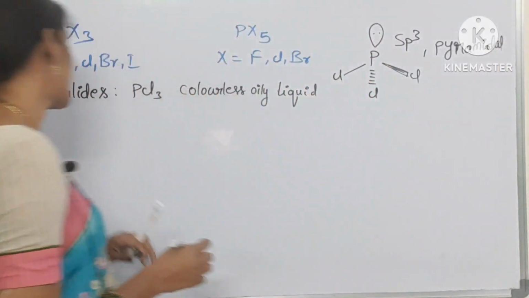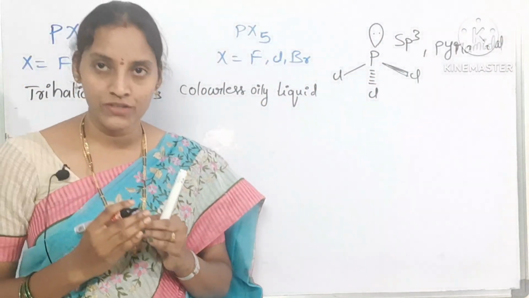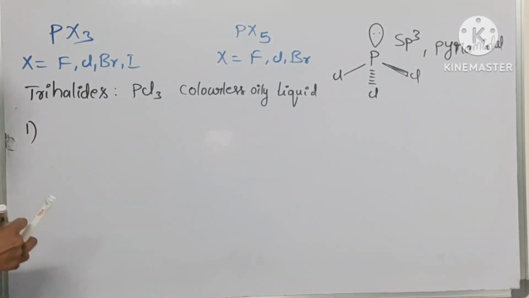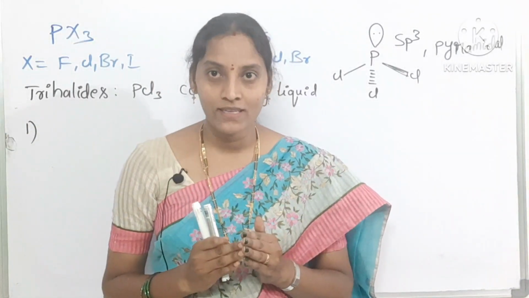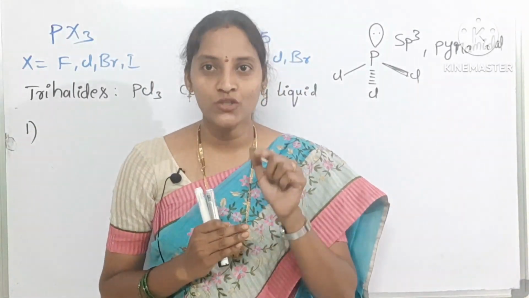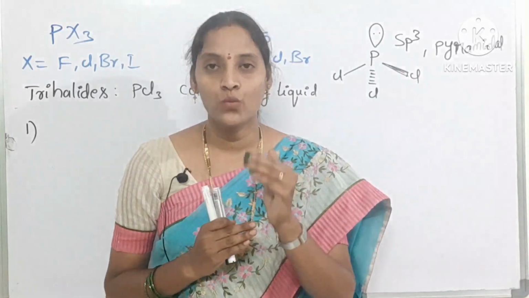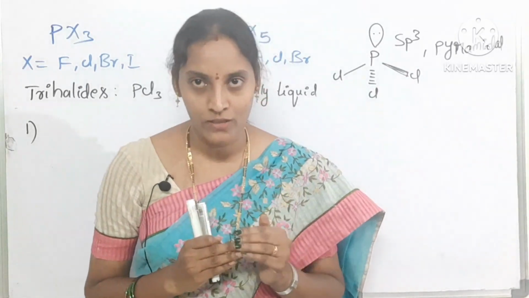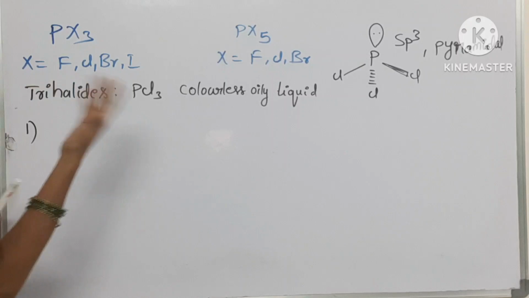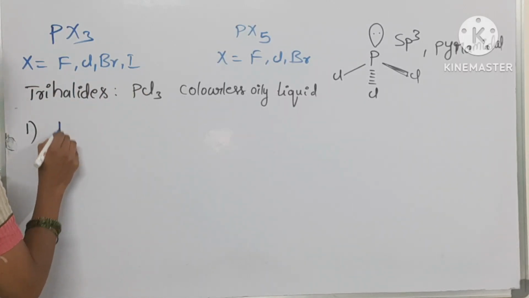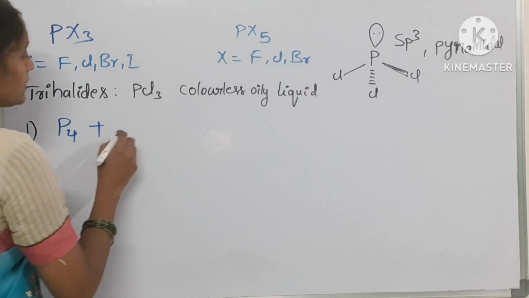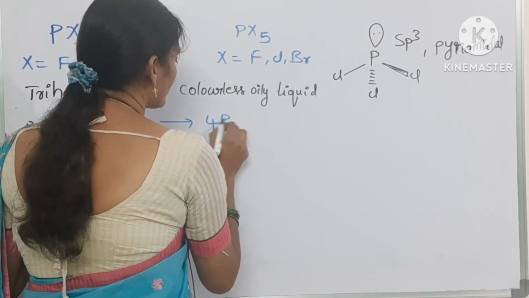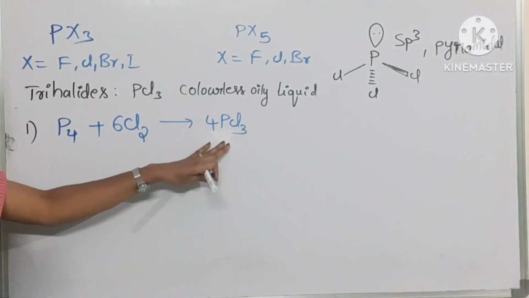Okay, then coming to the next one, preparation methods. How is phosphorus trichloride prepared? First one, if you see, by passing dry chlorine through the overheated white phosphorus. By passing dry chlorine gas through the overheated white phosphorus, then you will get PCl3. See that reaction. This is the P4 white phosphorus and chlorine gas, 6 moles you can take. So 4 moles of PCl3 will form. This is the phosphorus trichloride.